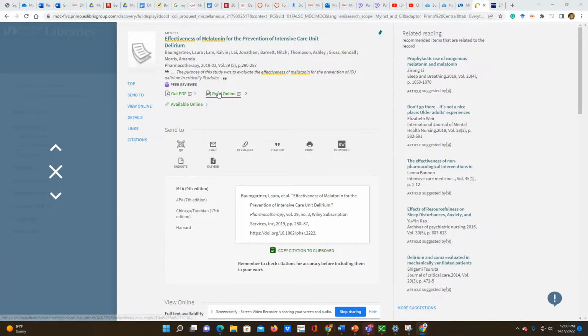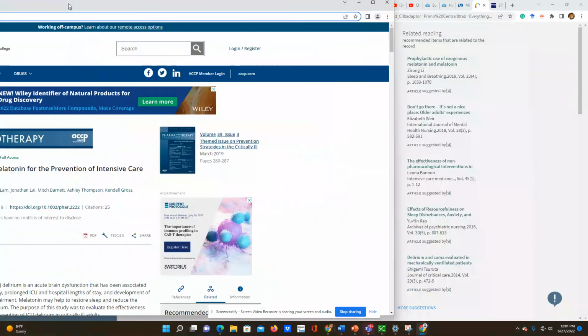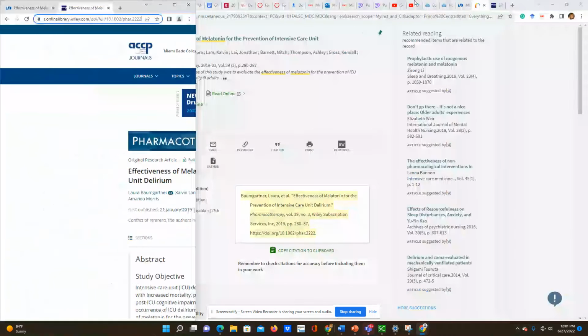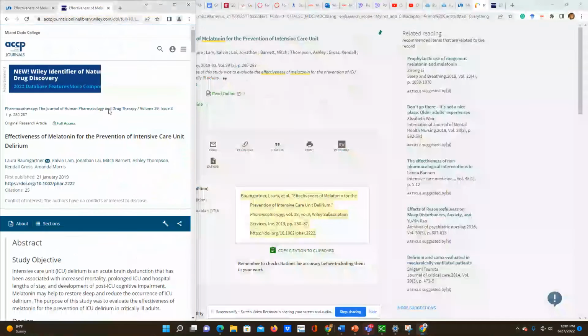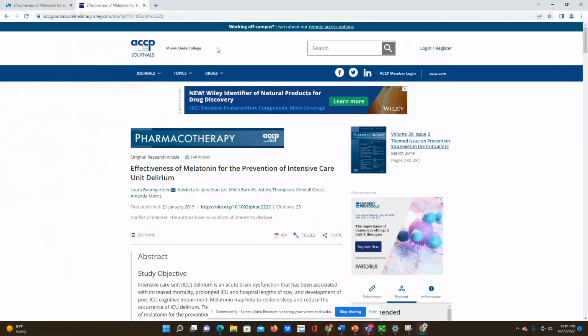Literature review. I have an article showing the effectiveness of melatonin on the prevention of delirium in patients in the intensive care unit. So here is my citation. I'm going to copy my citation, and now I'm going to open my article. Okay, my article is right here.